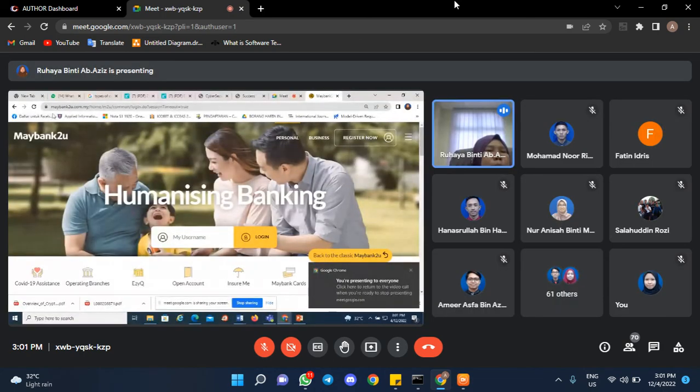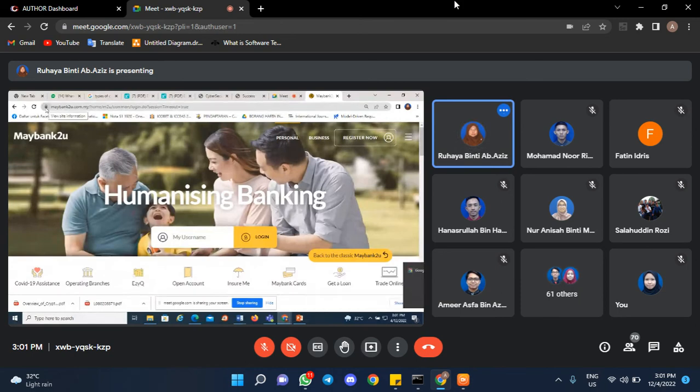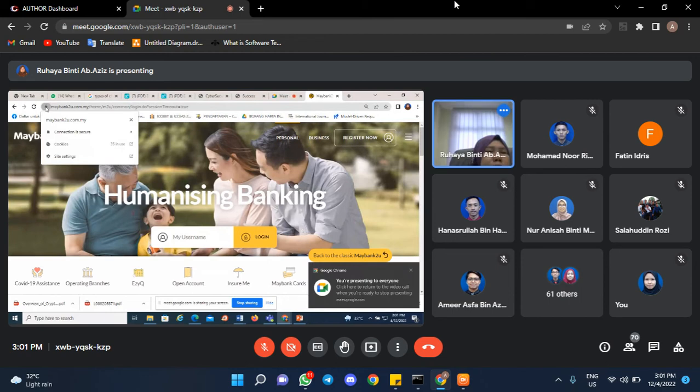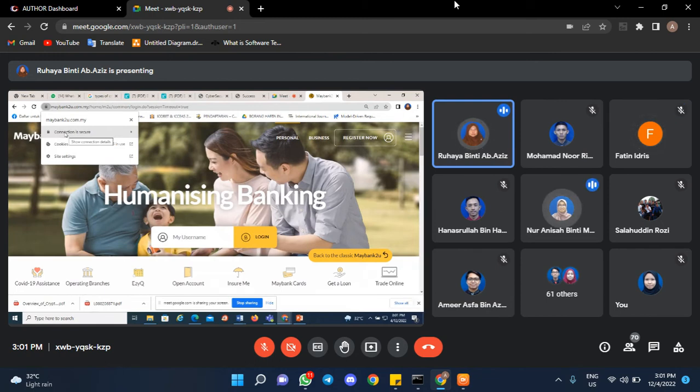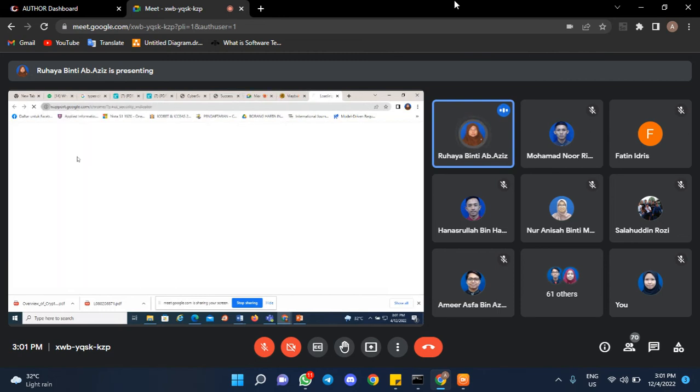Dekat Maybank, you pergi dekat yang nampak macam key tu. View site information situ. Kat sini, nampak tak? Connection is secure, right? Pergi dekat situ, klik. Dekat certificate is valid. Pergi dekat learn more.